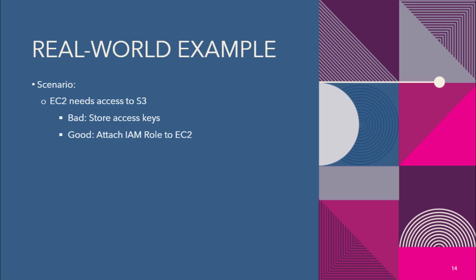Real-world example. Let's consider a real-world scenario. If an EC2 instance needs access to S3, we should not store access keys inside the instance. Instead, we attach an IAM role to the EC2 instance. This is more secure and follows best practices.